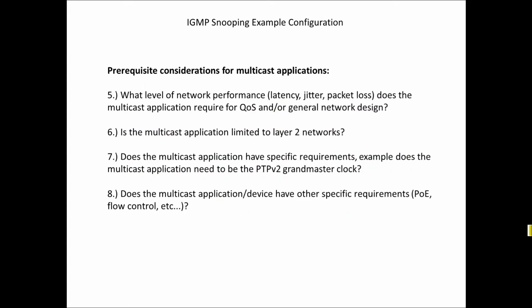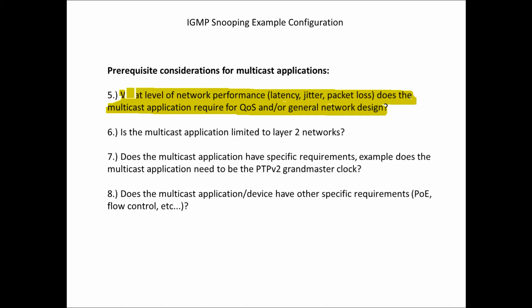Okay, number 5, what level of network performance, latency, jitter, and packet loss does the multicast application require for Q-SYS and/or general network design? So this is actually very critical. As I mentioned earlier, with pro audio video multicast applications, we're typically dealing with microsecond time domain. Again, that's exponentially tighter when compared to VoIP.